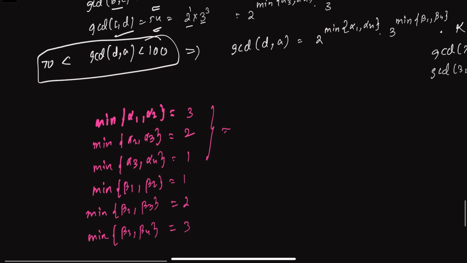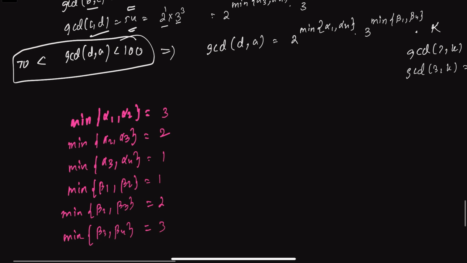So from this we need to determine minimum of alpha 1 comma alpha 4, and from this we need to determine minimum of beta 1 comma beta 4, so that we'll get some idea about the GCD of D and A.